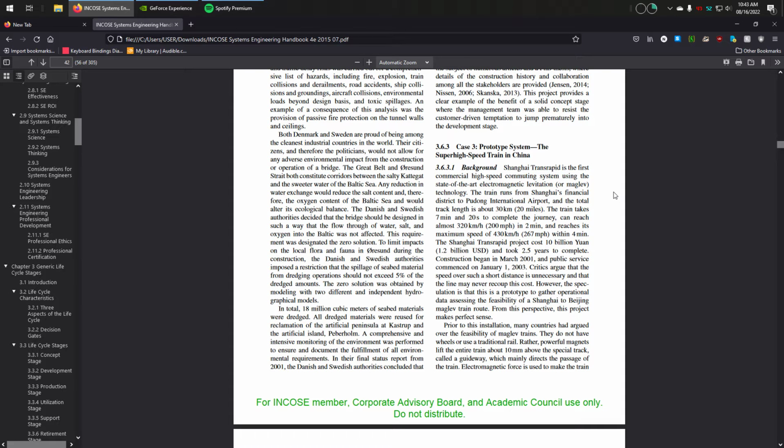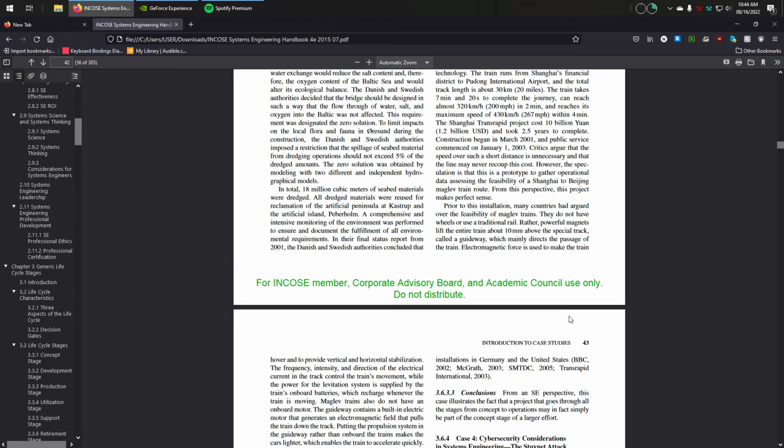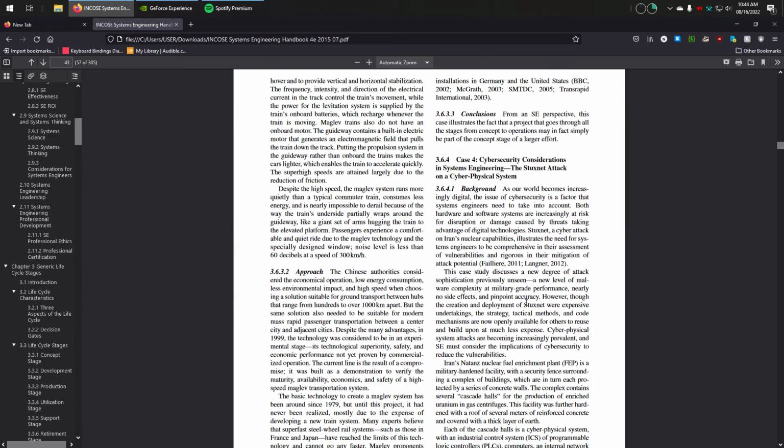Prior to this installation, many countries had argued over the feasibility of maglev trains. They do not have wheels or use a traditional rail. Rather, powerful magnets lift the entire train about 10 millimeters above the special track called a guideway, which mainly directs the passage of the train. Electromagnetic force is used to make the train hover and provide vertical and horizontal stabilization.